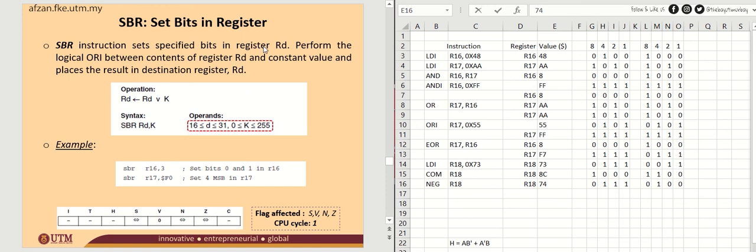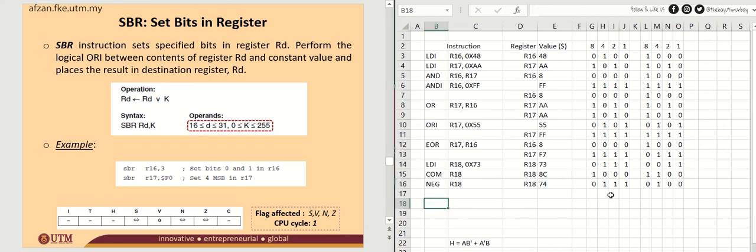Okay, the next instruction is SBR, set bits in register. This instruction sets specific bits in register RT, in which you perform the logical OR between the content of register RT and a constant value and place the result in the destination register RT. So this is the syntax SBR RT, K. RT should be from R16 to R31 only, while K can be from 0 to 255. You see the operation here: RT logical OR with K, put the result back into RT.